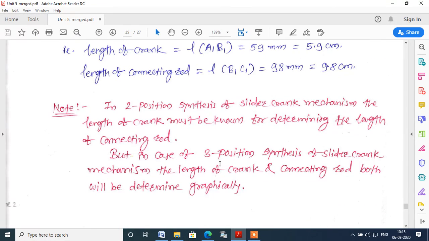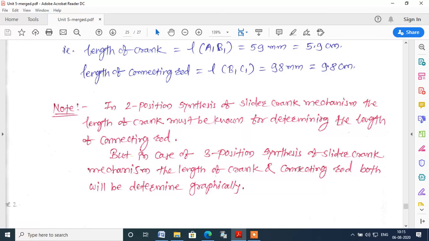Okay, so there is one note. In two position synthesis of slider crank mechanism, the length of crank must be known for determining the length of connecting rod. But in case of three position synthesis of slider crank mechanism, the length of crank and connecting rod both will be determined graphically. So this is just the difference between two position and three position.